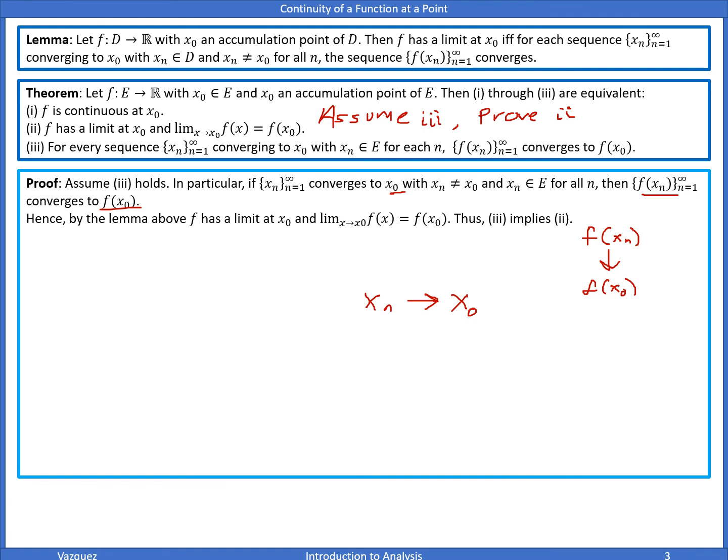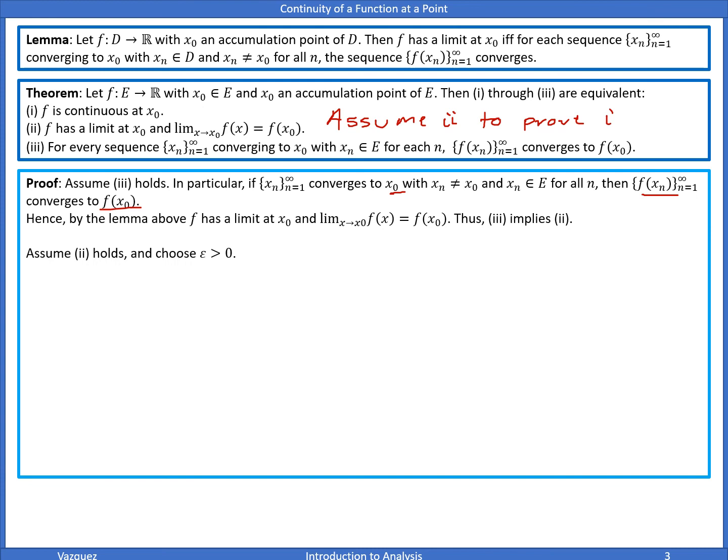Therefore, we get 2, that f has a limit at x naught, and that limit is precisely f of x naught. So that was a pretty straightforward proof. Now we're going to show that 2 implies 1. So I'm going to erase this, and we're going to say assume 2 to prove 1. So assume two holds.